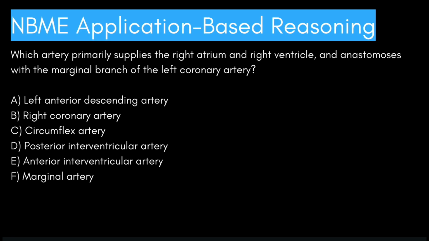Which artery primarily supplies the right atrium and right ventricle, and forms an anastomosis with the marginal branch of the left coronary artery?